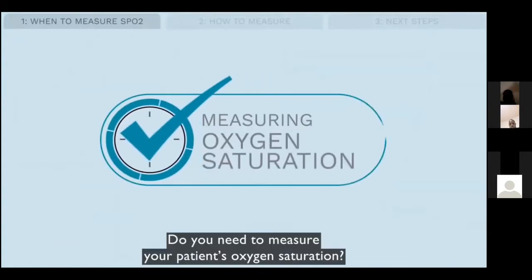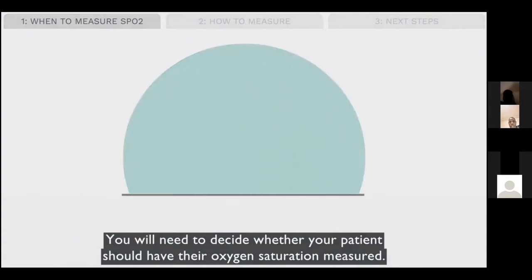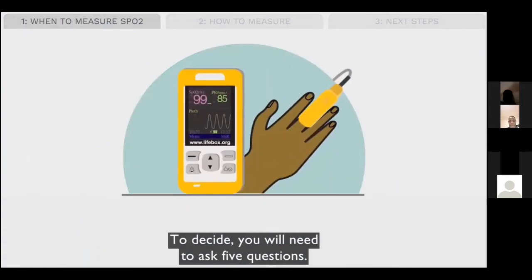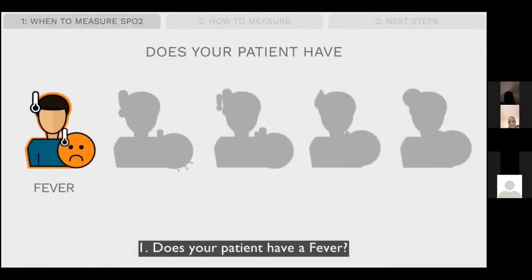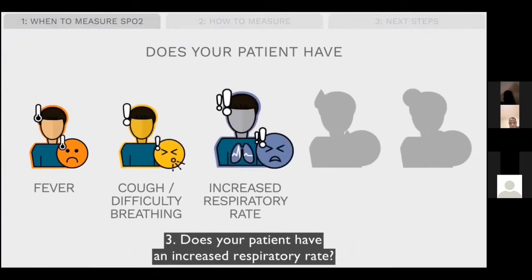Do you need to measure your patient's oxygen saturation? You will need to decide whether your patient should have their oxygen saturation measured. To decide, you will need to ask 5 questions. 1. Does your patient have a fever? 2. Does your patient have a cough or difficulty breathing? 3. Does your patient have an increased respiratory rate?